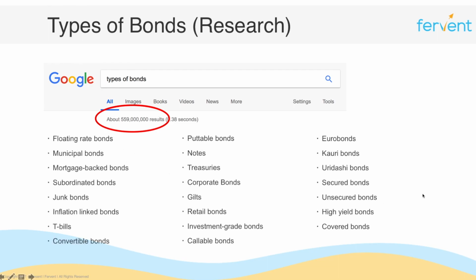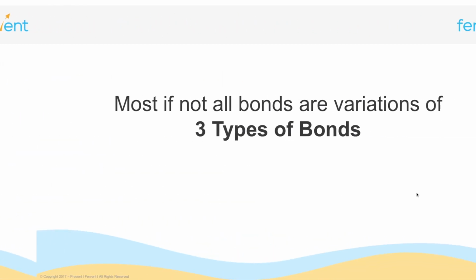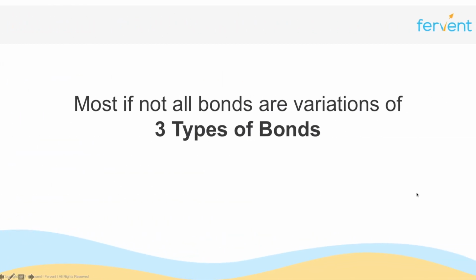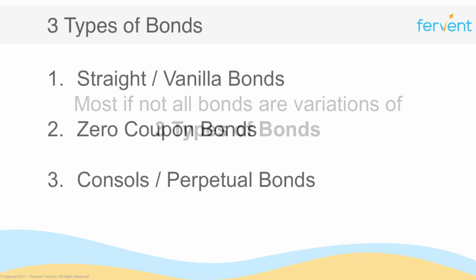Here's the interesting thing though. Although there can be a dime a dozen different variations of these bonds, the fact is that most, if not all, bonds are variations of three different types of bonds. If you know these three types of bonds, then you can pretty much deal with any other variation of bonds. And the same goes when it comes to valuing bonds as well. If you can value these three types of bonds, the ones you're going to learn in this course, then you'll be able to value pretty much any other type of bond, because they all inevitably end up deriving themselves from these three types of bonds.